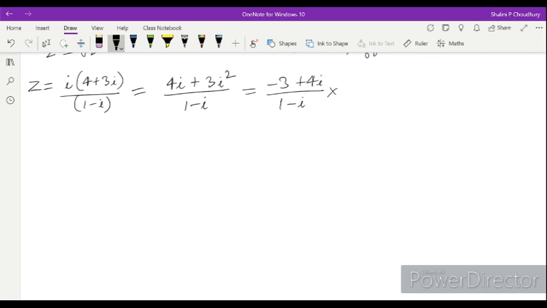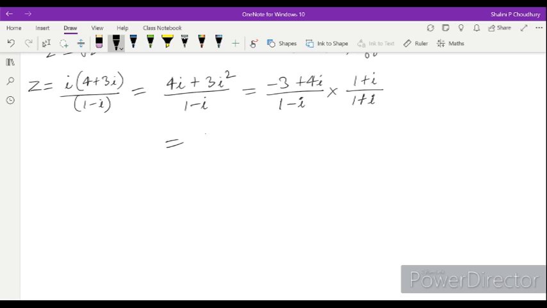Now what we have to do, we'll multiply this with the conjugate of the denominator, that is 1 minus i. So what will its conjugate be? 1 plus i. So when we are multiplying 1 plus i in the denominator, the same number we have to multiply in the numerator also. So what value will we get?